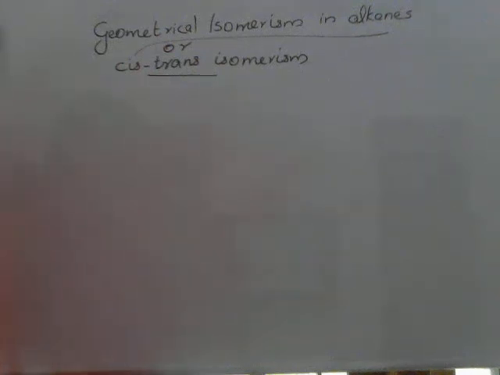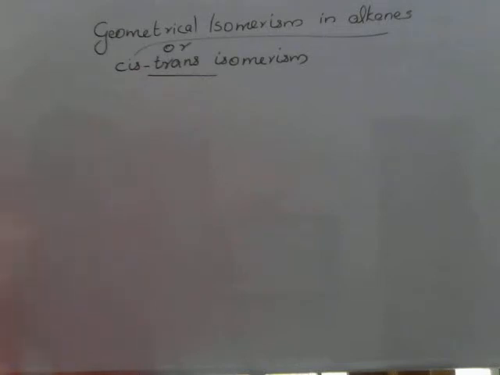Geometrical isomerism in alkenes, also known as cis-trans isomerism. Geometrical isomerism is a type of stereoisomerism. Stereoisomerism arises due to the different arrangement of atoms or groups in space. That means isomers have the same structure, the same formula, but different spatial arrangement. The arrangement of atoms or groups in space will be different.